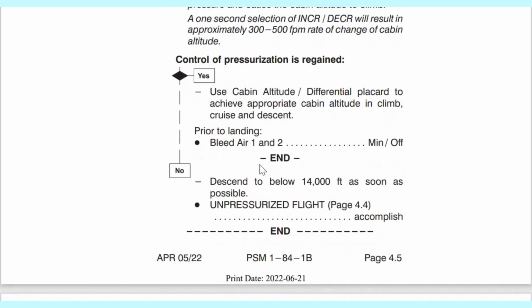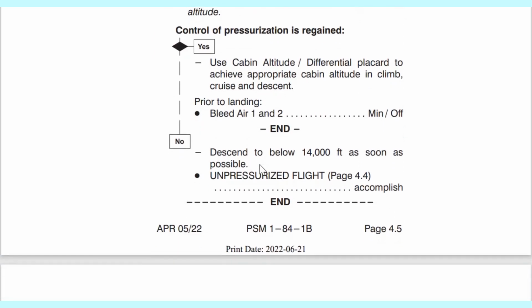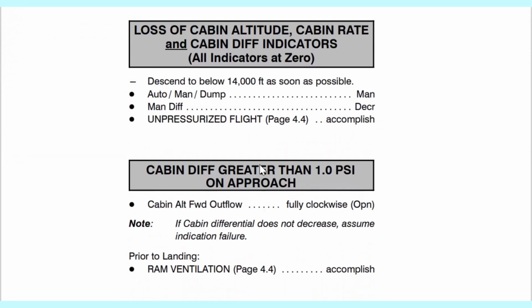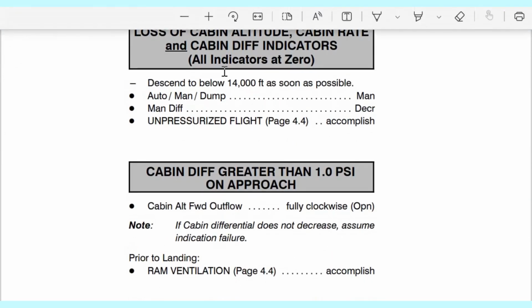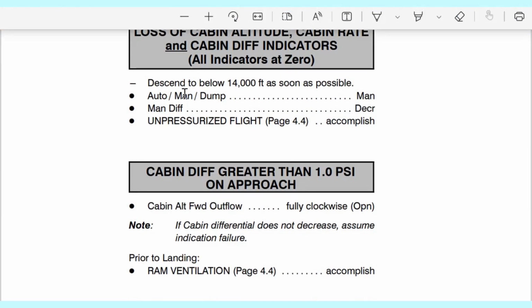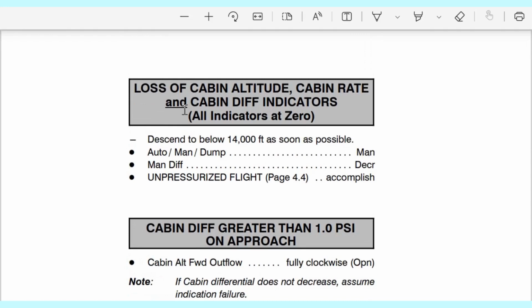So here you look at your rate, your altitude, and your differential indication, and you just realize, oh, I've lost all of them. What do I do? Basically, when you've lost all of them, the whole idea here is that something is wrong. So here it clearly says descend below 14,000 feet as soon as possible. As soon as possible. It's saying here as soon as possible.